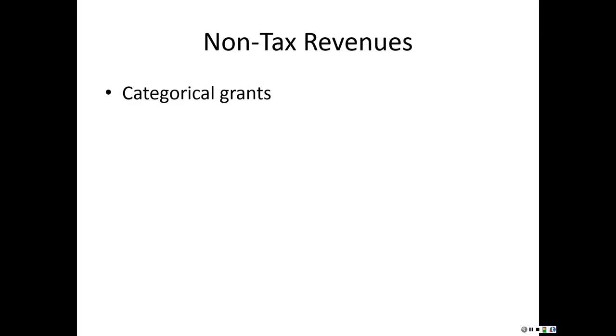A categorical grant is federal aid to a state or local government, but there are strings attached. There are three things this grant is to be used for: specific purposes, under restrictive conditions, and they often require some sort of matching funds from the receiving level of government. And what I mean by this is we might see the federal government say to the city of Houston or the state of Texas, we're going to give you $20 million towards transportation. However, to receive this $20 million, you must kick in $2 million of your own. This is the matching fund. Matching doesn't have to be dollar for dollar, it can be just a percent.